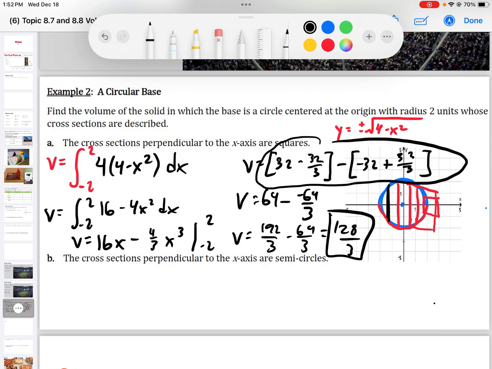All right, next one. This time the cross sections are still coming out of the circle, but instead of squares, they are semicircles. So I've got to remember the volume is equal to the integral from A to B of the area of whatever that shape is. So what's the area of a semicircle? The area of a semicircle is 1/2 pi times the radius squared.